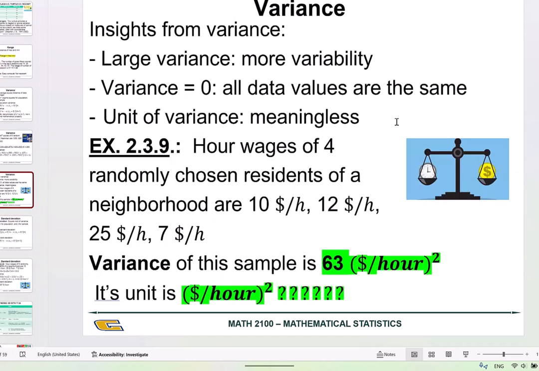But the problem with variance, if you just use it, is that the unit becomes meaningless. For example, squared minutes don't have any meaning most of the time. So for example, we talk about the hourly wage of people.